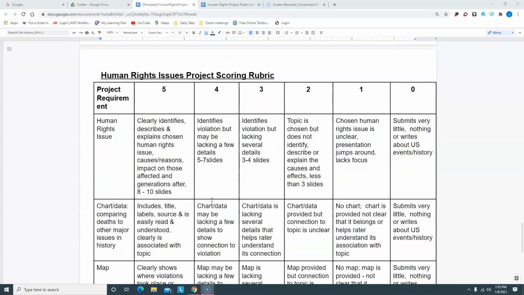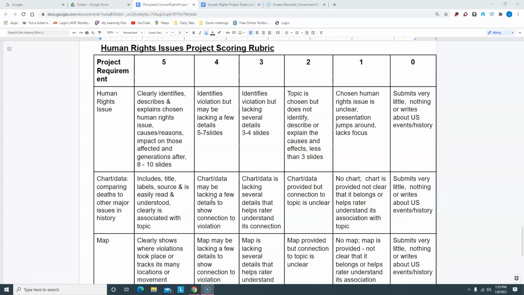So scrolling down here, and this is shared. This will all be shared with you. This is a scoring rubric for your project. You'll see 0. You will receive a 0 on your project if you submit very little or nothing, or you write about the U.S. Automatic 0.